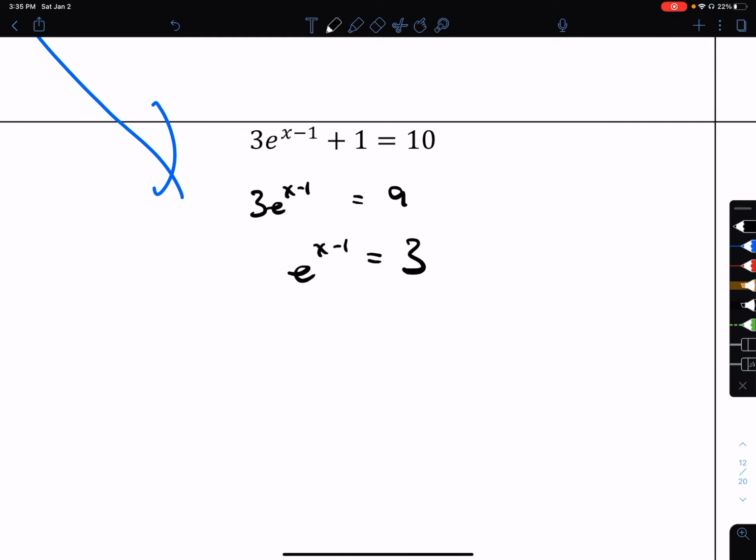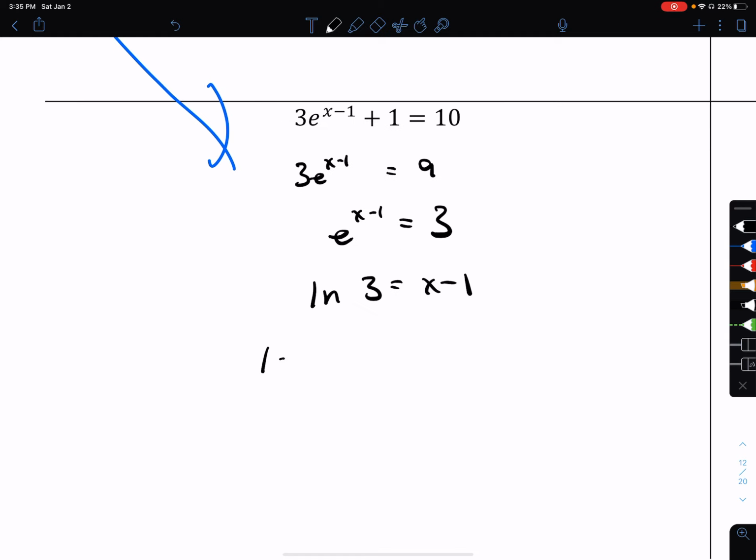Now if I write this in logarithmic form, it would be a natural log, meaning the base is e, of the argument equals the exponent. To get x by itself, I simply add 1 to both sides. Put that in your calculator, that's about 2.099.